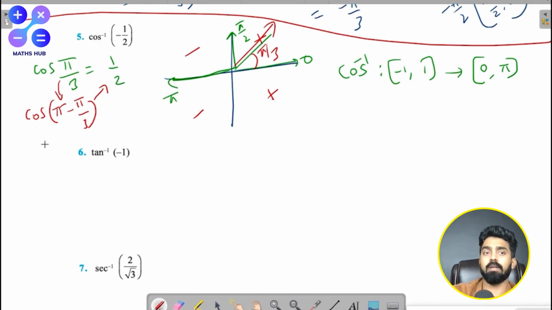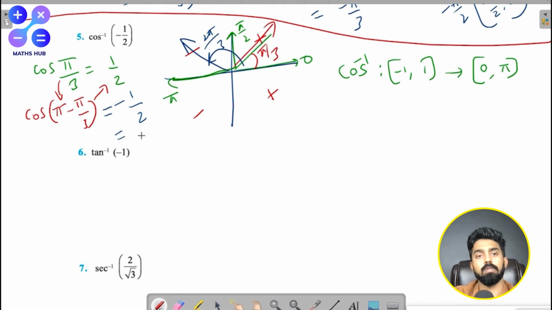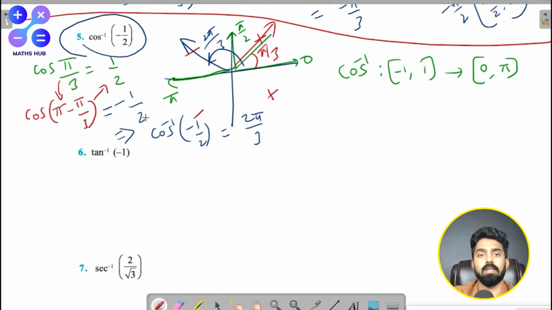It's not the same for all the trigonometric ratios. For cos, this happens to be the case. So cos of pi minus pi by 3 will have the same absolute value as pi by 3, but the value becomes the opposite, right? So cos of pi minus pi by 3 will be somewhere over here. So this will be 3 pi minus pi, which is 2 pi by 3. It will be minus half. So 2 pi by 3 is what you need to get. This would mean that cos inverse of minus half would be 2 pi by 3. And that is what you need to find. So cos inverse of minus half is 2 pi by 3.